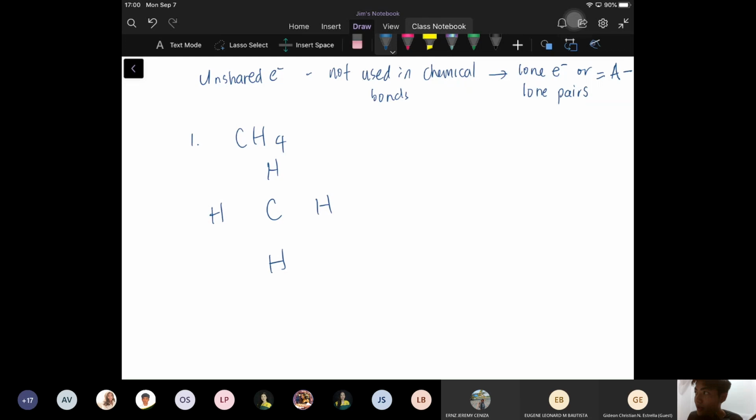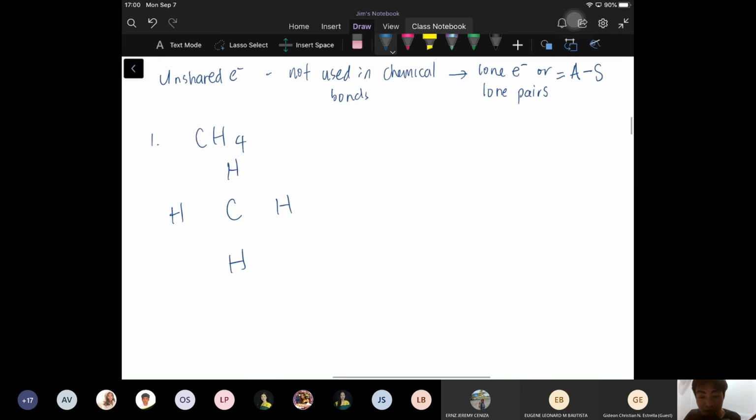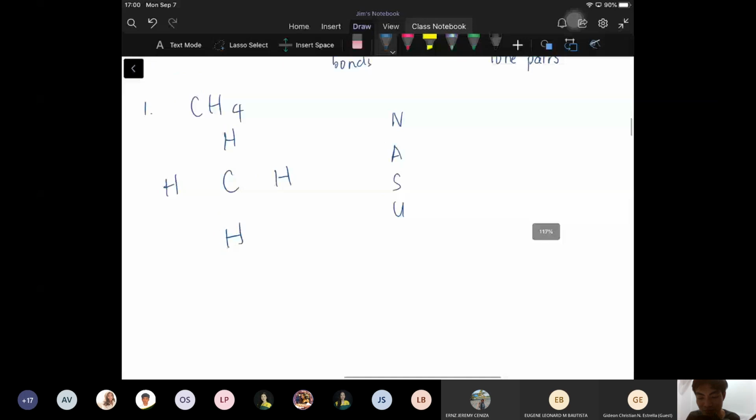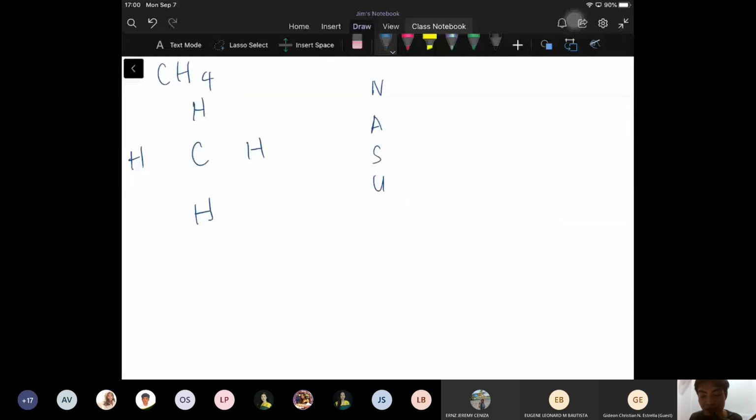Once done, ano na gagawin? NASU rule. Apply natin yung NASU rule. Sa ngayon, may isip nyo, parang mas madali, sir, yung Lewis dot symbol. Sa ngayon, no? Kasi mamaya may charges na yung examples natin eh. Mas magiging tricky na siya. So, kalma muna. Okay, so let's start with the NASU rule.